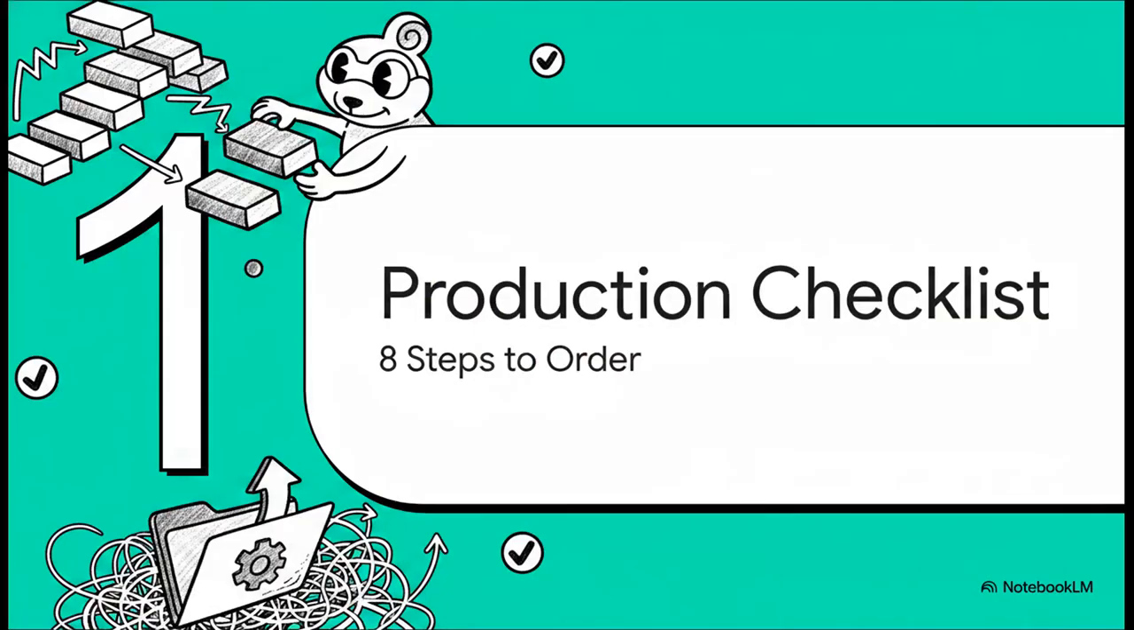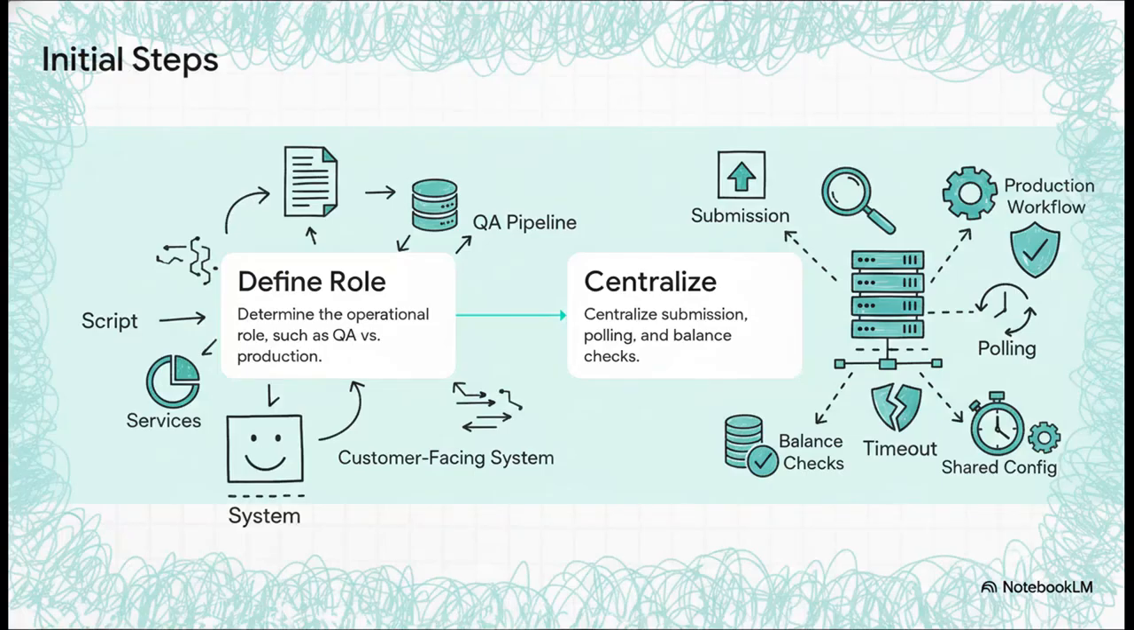All right, let's get into Section 1, the production checklist. Here are the 8 steps to order. Step 1, define the operational role. You've got to ask yourself, is this client used by a quick throwaway script or a critical customer-facing system? Maybe it's a QA pipeline or a major production workflow. The more important the workflow, the tighter your reliability requirements need to be.